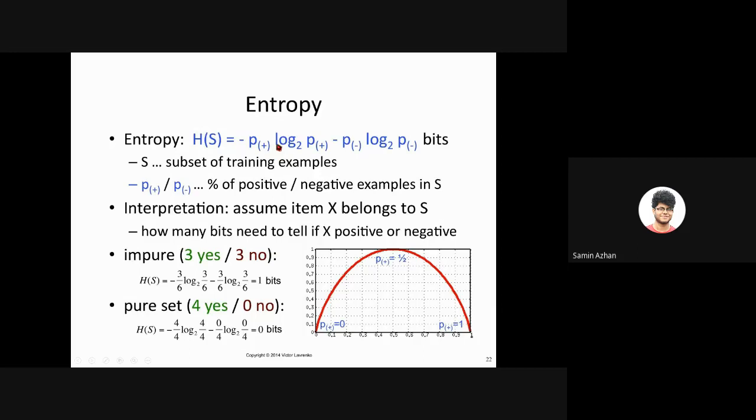We have to multiply that with log base 2 of P positive, which is again the probability of yes. If our decision tree has two final outcomes, yes and no, it would be the probability of yes times log of the probability of yes. And notice there's the minus symbol at the very beginning, and there's also a minus symbol in the middle. We have to do the same thing for the probability of no, which is P negative, times log base 2 of the probability of no.